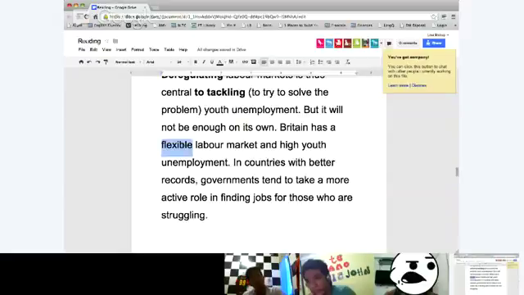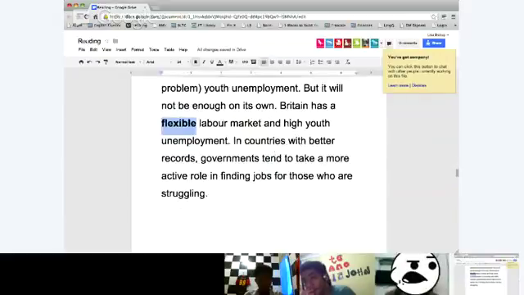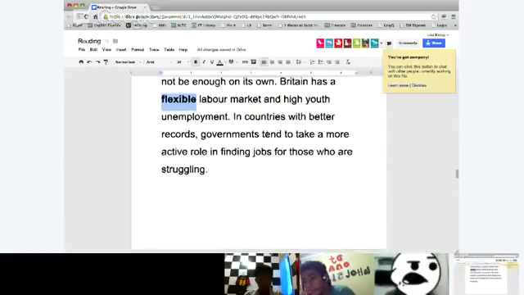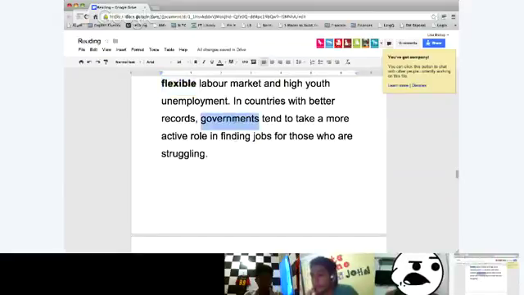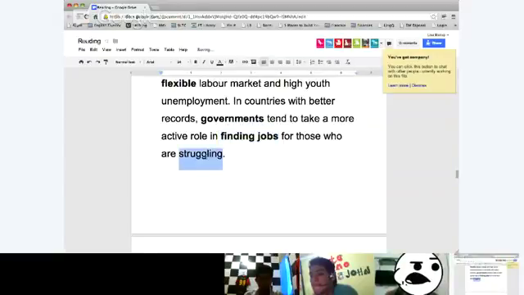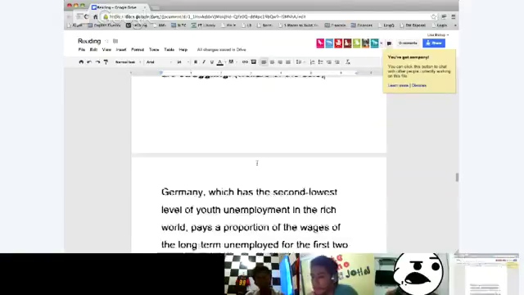Britain, this author is talking about the United Kingdom because this comes from The Economist magazine. But even though Britain has a flexible labor market, so that means it doesn't have so many rules and regulations and taxes and stuff, there's still high unemployment for the young people. So basically what they're saying is the governments are going to have to start helping people find jobs, especially those people who are struggling. So not just giving them money, but actually helping them find some real jobs.